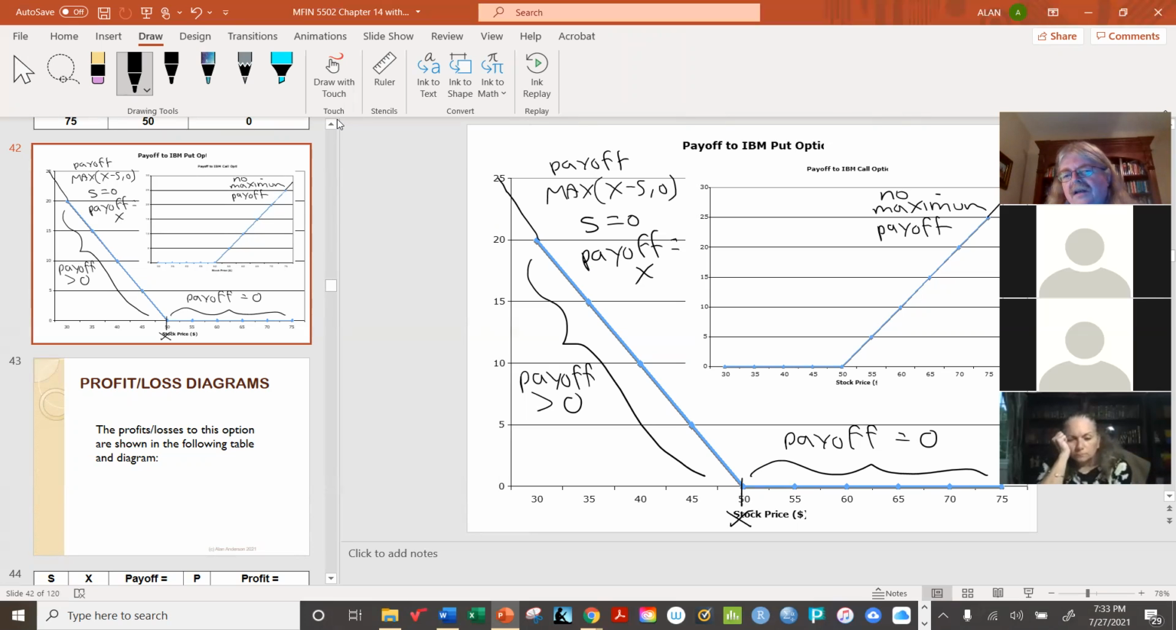Believe me, 50, are you kidding? You probably paid $2 for this option. Now you're getting a $50 payoff. That's a pretty sweet rate of return. That's 2,400%. That's pretty nice. Have you ever made 2,400% on an investment? I don't think I have. Wow, that's a killing.